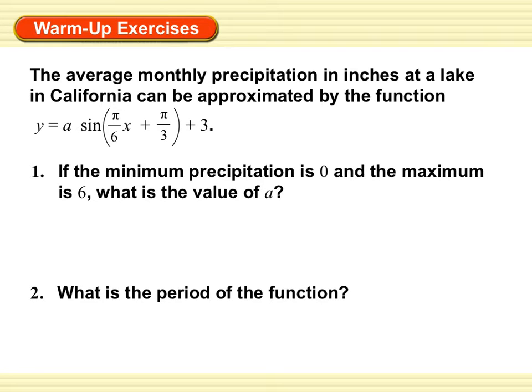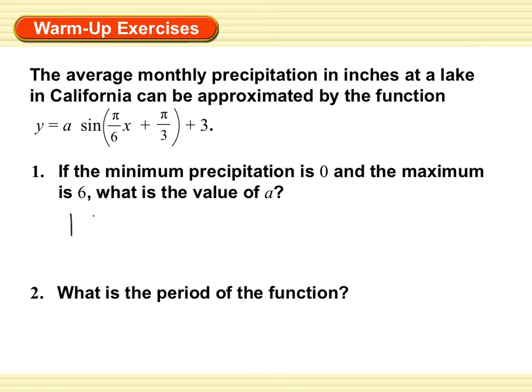All right, we are in chapter 10, section 5. Let's warm up our brains a little bit and remember how these functions work. The average monthly precipitation in inches at a lake in California can be approximated by the function a sine, etc., plus 3. If the minimum precipitation is 0 and the maximum is 6, what is the value of a?